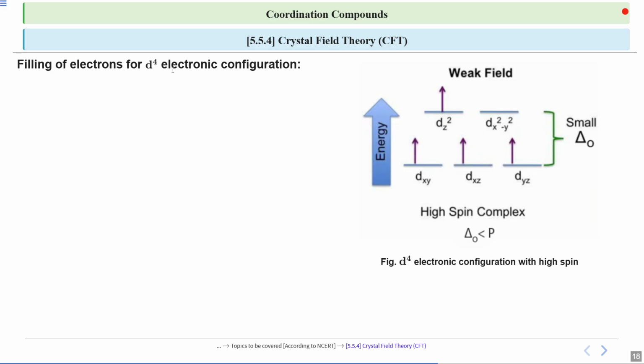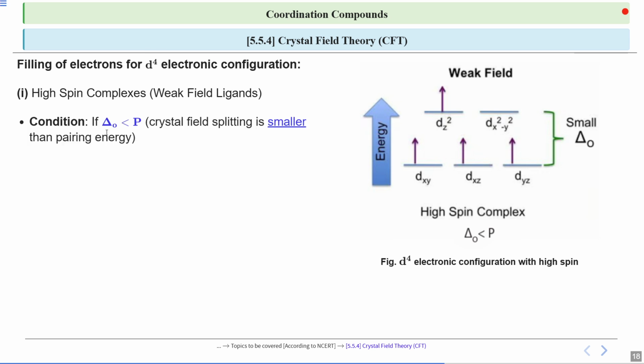Let's see the filling of electrons for the d4 configuration. You can see in this diagram the d4 electronic configuration with high spin. What does that mean? Basically, a high spin complex is formed. That means a weak field ligand is present. We have studied that weak field ligands cause no pairing of electrons, so the unpaired electrons are not going to pair up due to the presence of weak field ligands. Then we obtain a high spin complex.